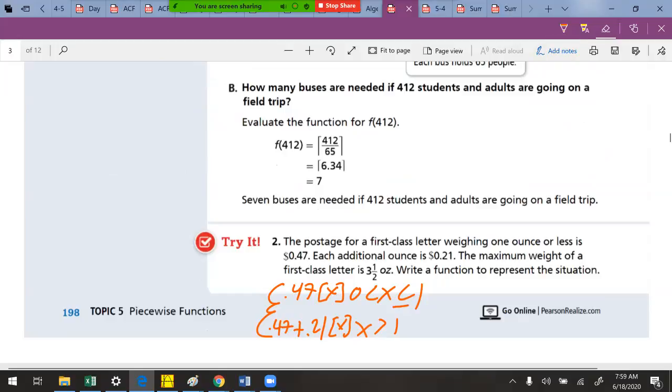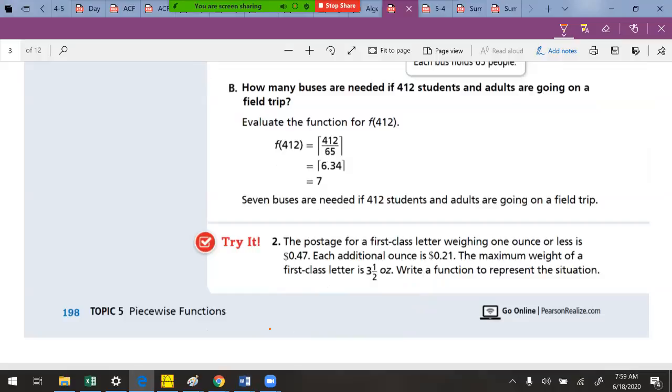Okay, let's erase this. Let me actually do this part here real quick. The postage for a first class weighing 1 ounce or less, 47 cents. Each additional ounce, 21 cents. So every ounce after that is 21 cents. So we have to make a function to represent this, okay? If it's less than an ounce, 0.47, but this is a ceiling function, okay? So this is when x is less than 1.